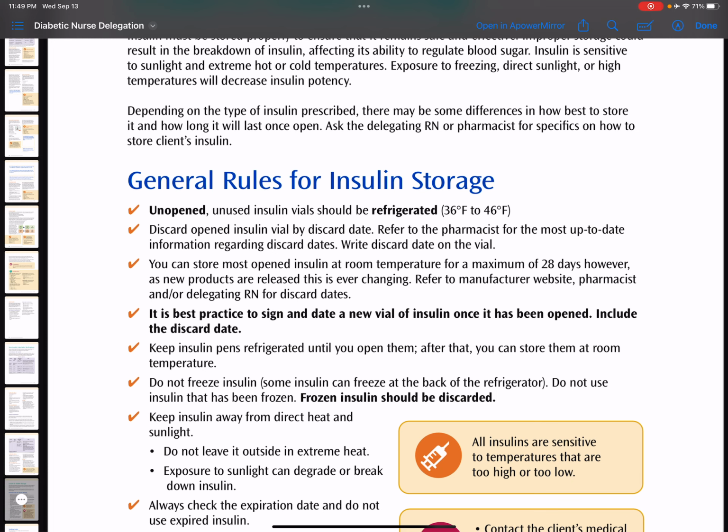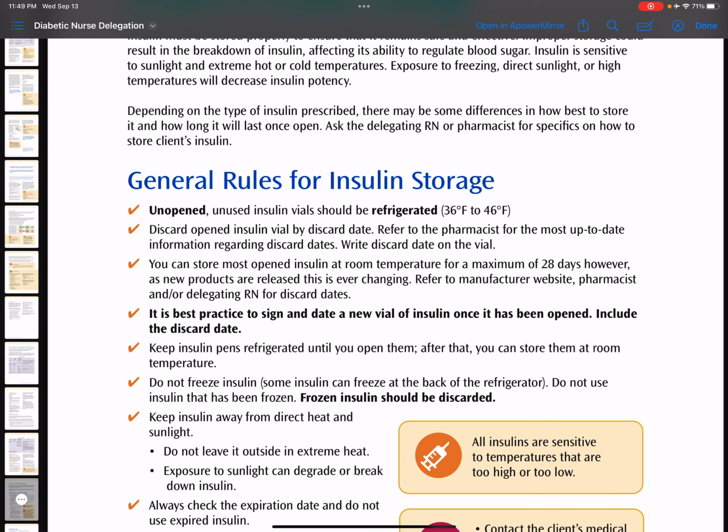We do not freeze insulin. Some insulin can freeze at the back of the refrigerator, so please mind that. Do not use insulin that has been frozen. Frozen insulin should be discarded right away. And keep insulin away from direct heat and sunlight. Do not leave it outside in extreme heat, above 86 degrees. Exposure to sunlight can degrade or break down insulin.